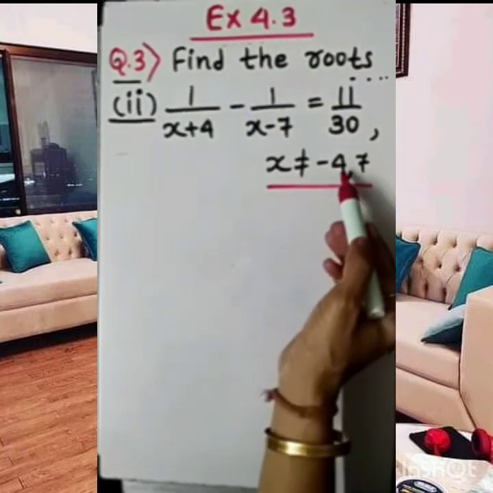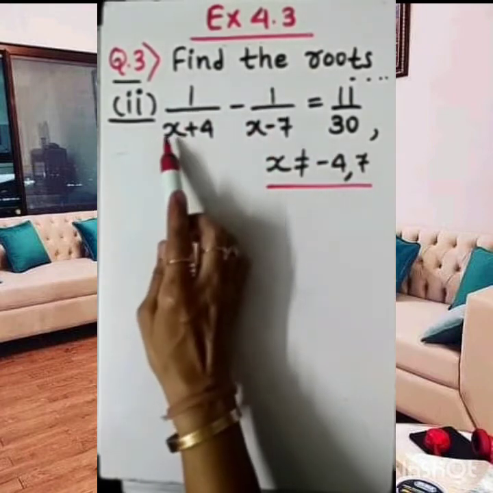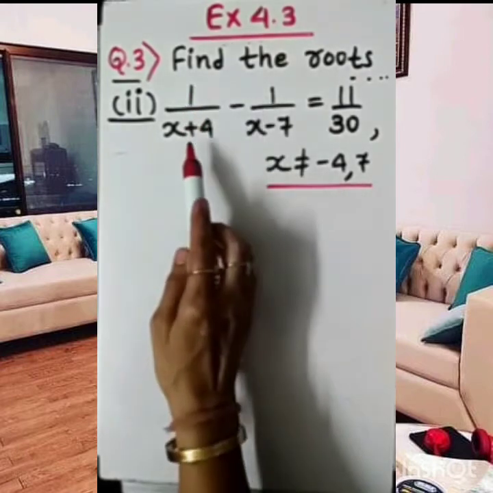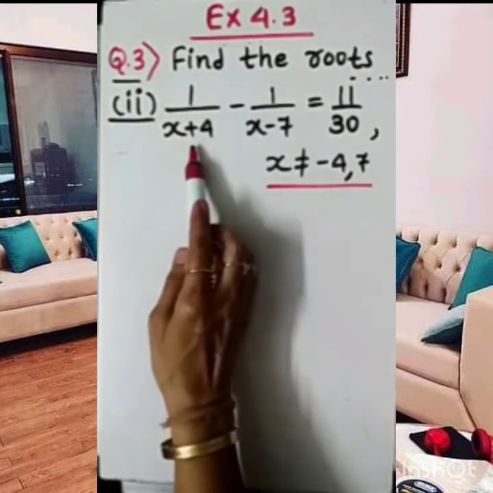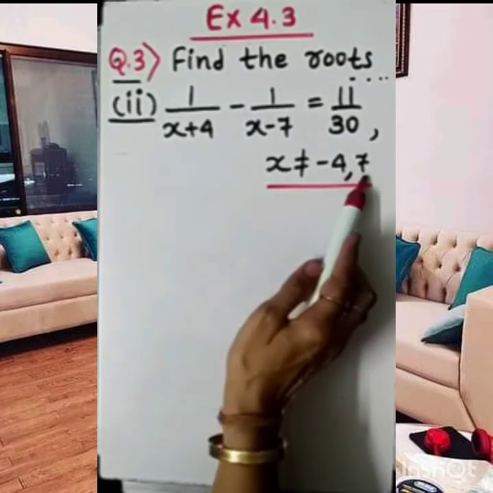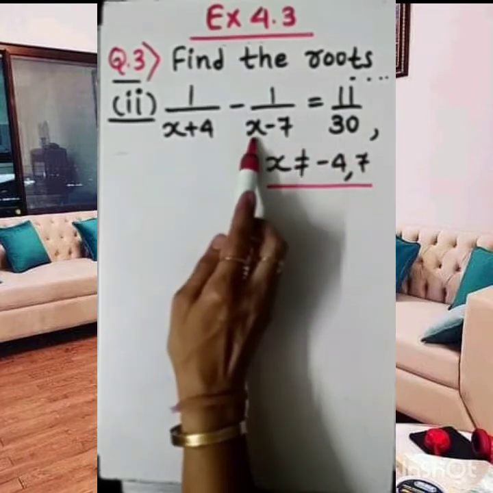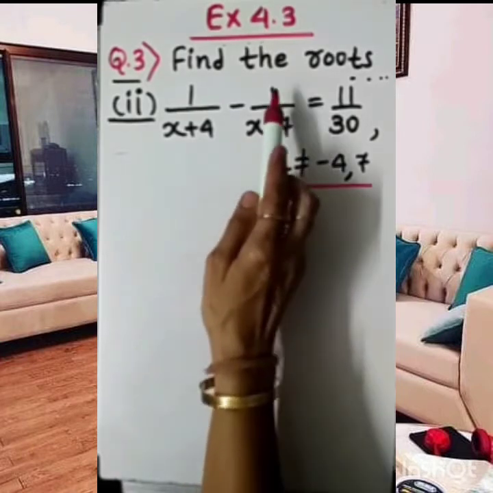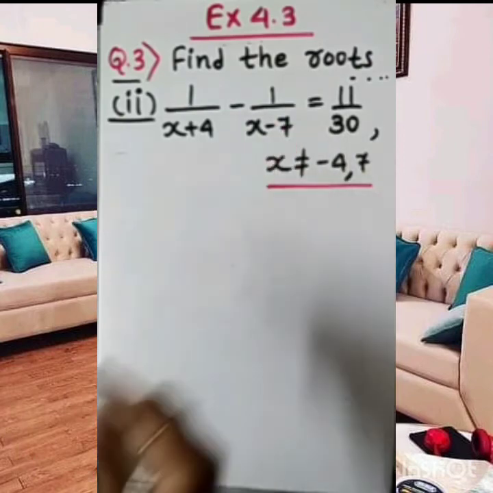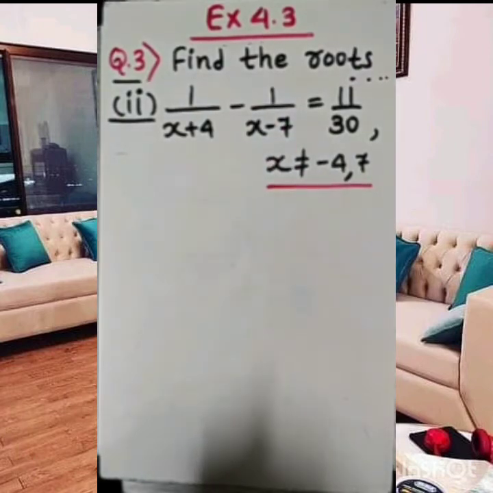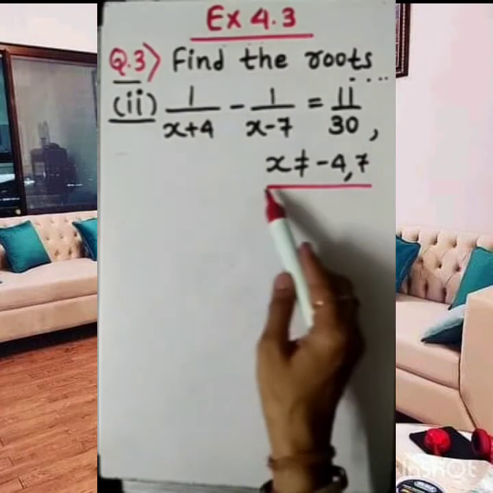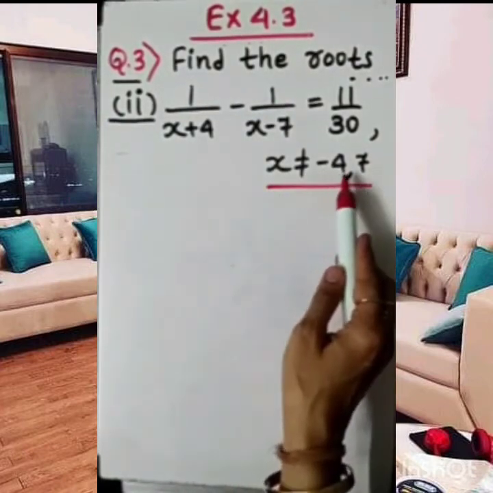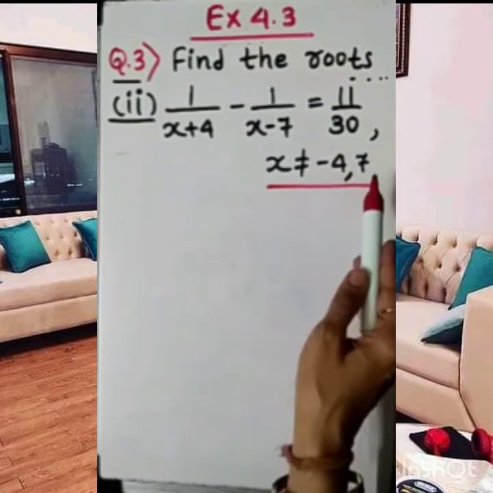The reason behind that: if it is minus 4 here, minus 4 plus 4 is 0, and any number upon 0 is not defined, you know very well. Same thing with 7 here. If I substitute the value x equal to 7 here, then 7 minus 7 will become 0. Any number upon 0 is not defined. So to avoid that situation, the condition is given that the value of x is not equal to minus 4 or 7.